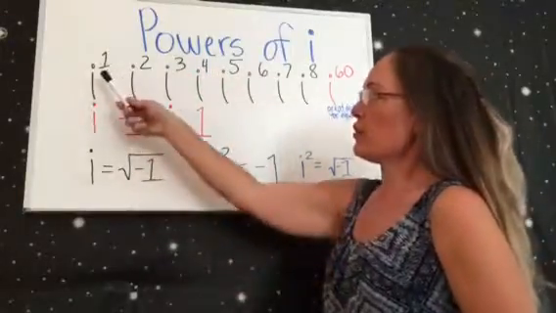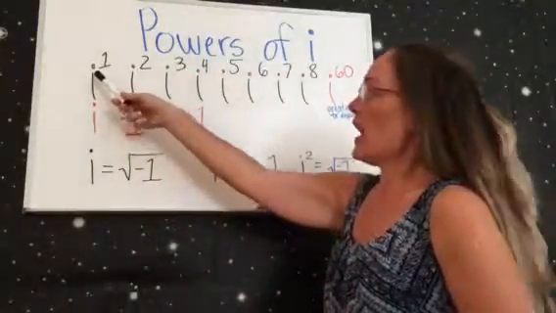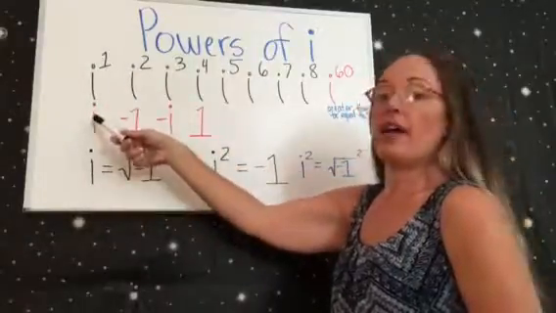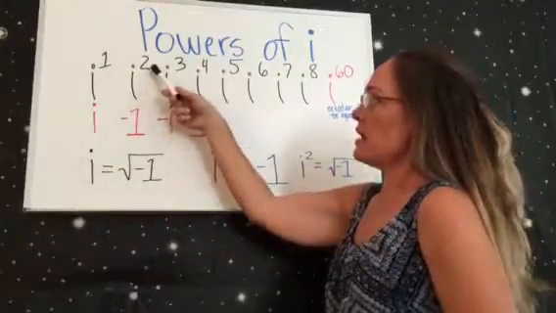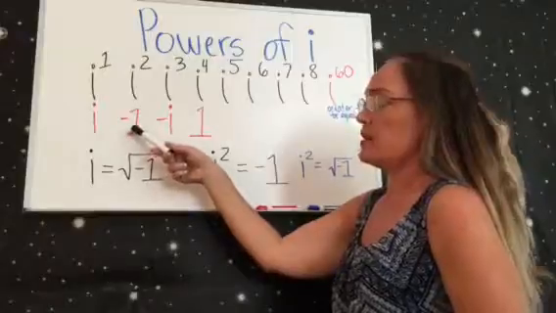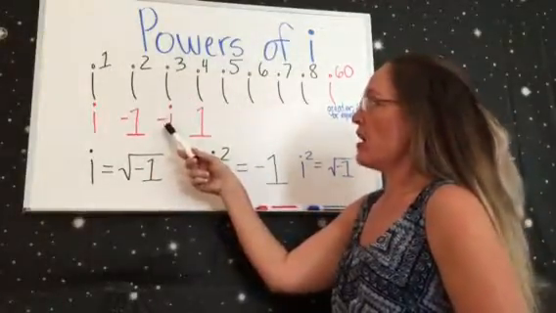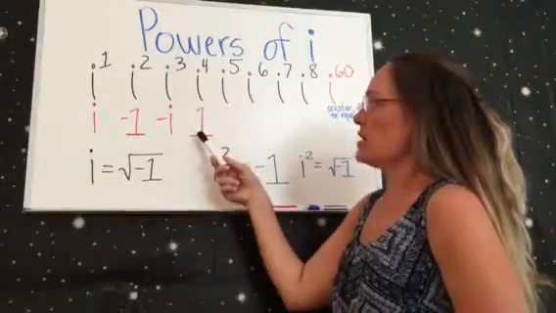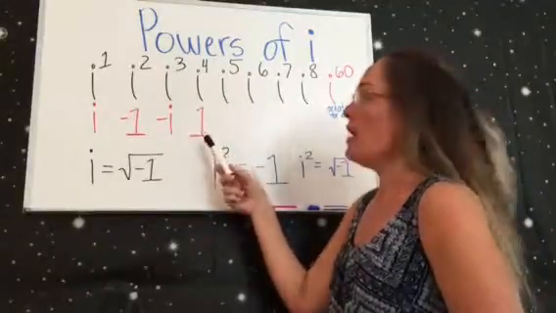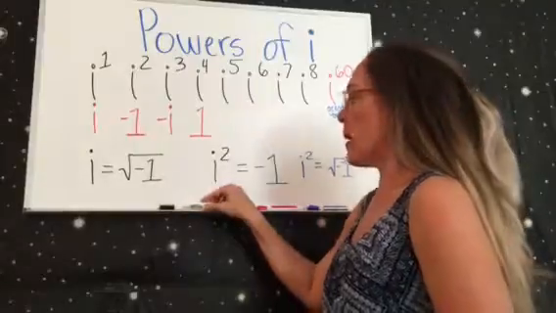And you have to remember when you simplify it that i to the first exponent is just i. Then once you get to the second, you have to remember that it's simplified to -1. Third is -i. Fourth is a +1. And then you're just going to keep repeating that pattern.